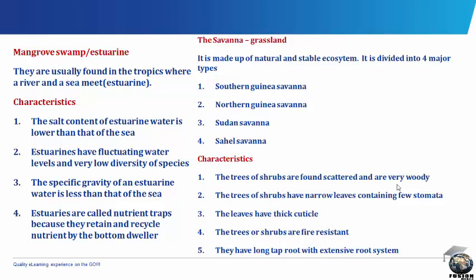The following are characteristics of the mangrove swamp or estuarine. 1. The salt content of estuarine water is lower than that of the sea. 2. Estuaries have fluctuating water levels and very low diversity of species. 3. The specific gravity of estuarine water is less than that of the sea. 4. Estuaries are called nutrient traps because they retain and recycle nutrients by the bottom dwellers.